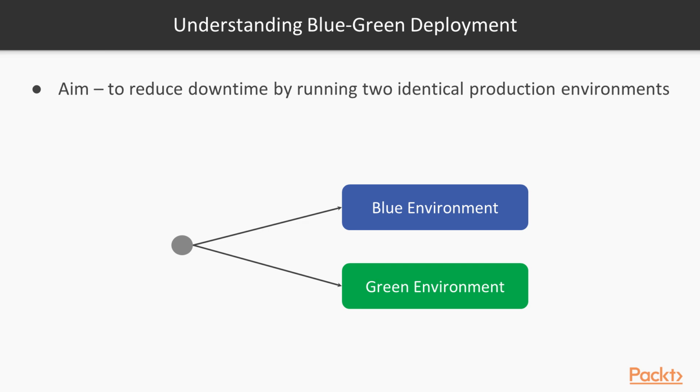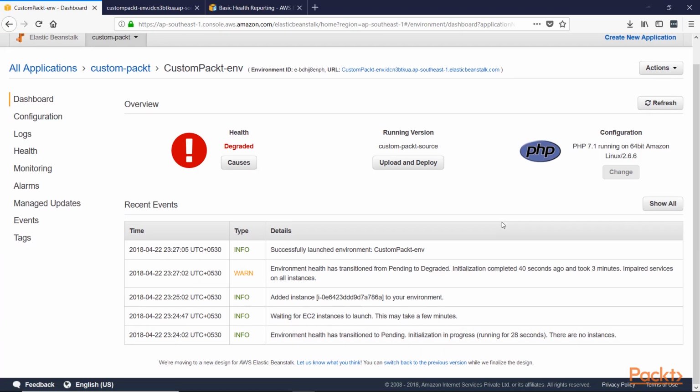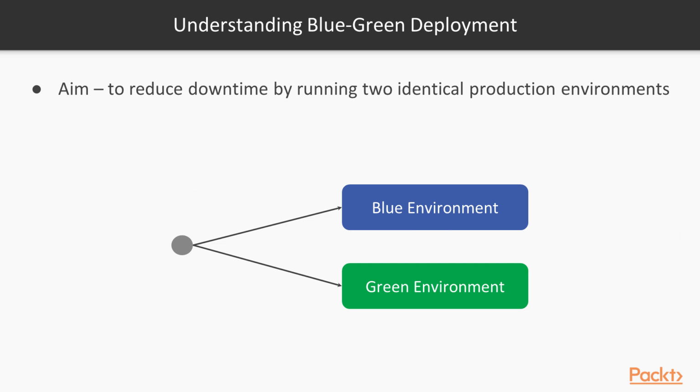Elastic Beanstalk allows us to achieve the blue-green deployment with a very simple point and click tool. So let's go ahead and look into how we can achieve that. I'm in my Elastic Beanstalk console. The first thing that we really need is two identical environments. Currently in Beanstalk, we only have one environment, so we also need one more environment which is identical.